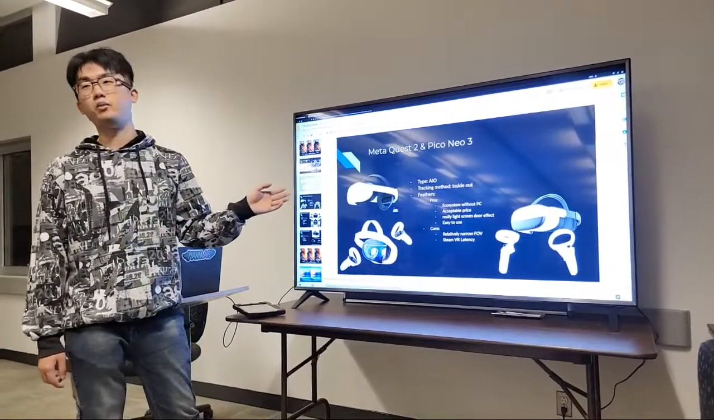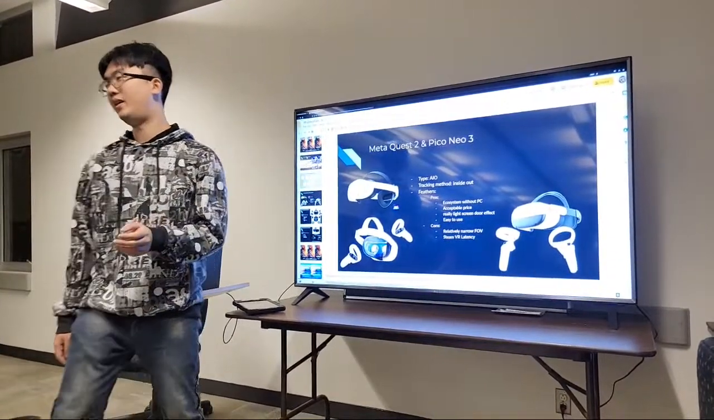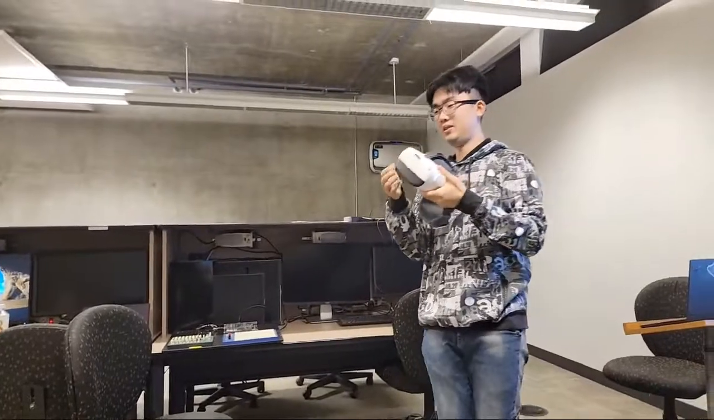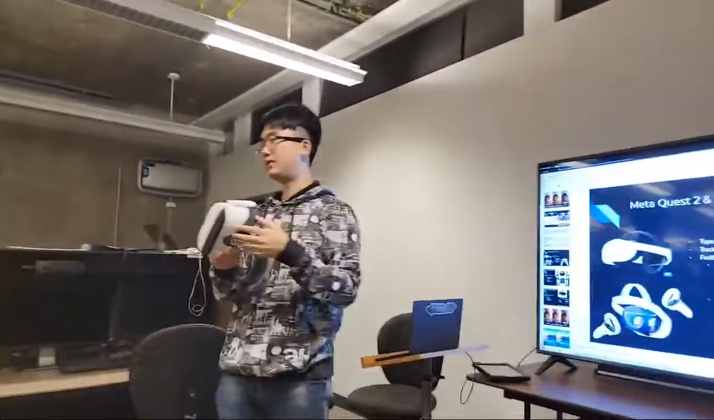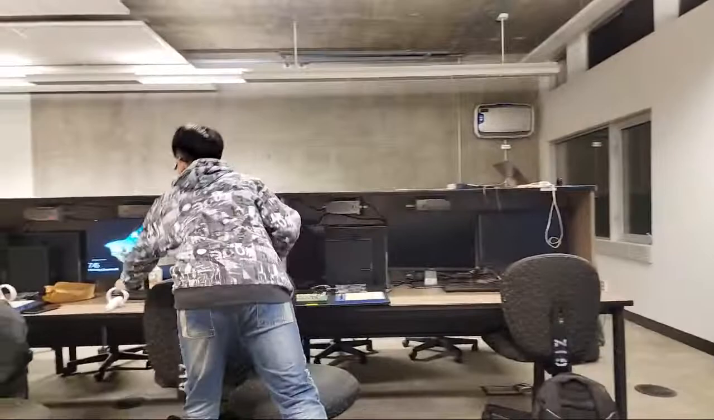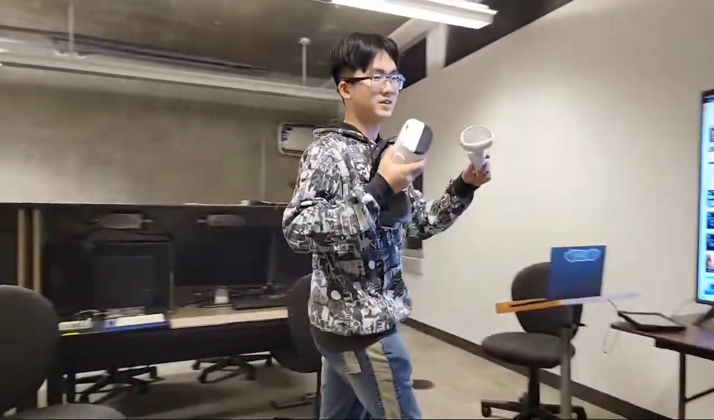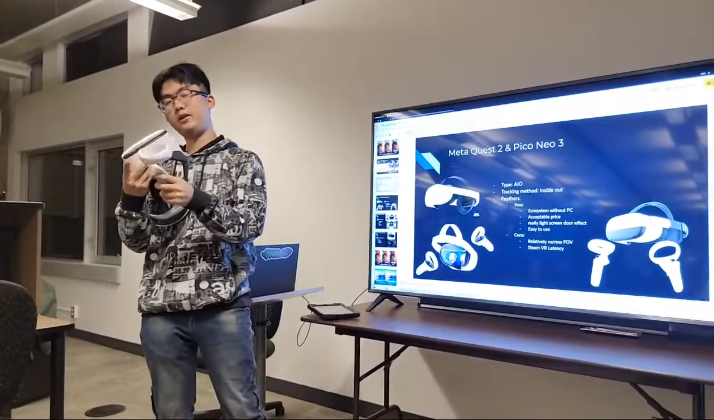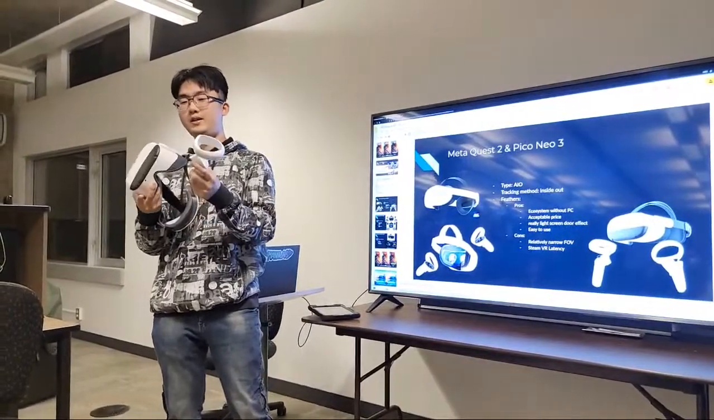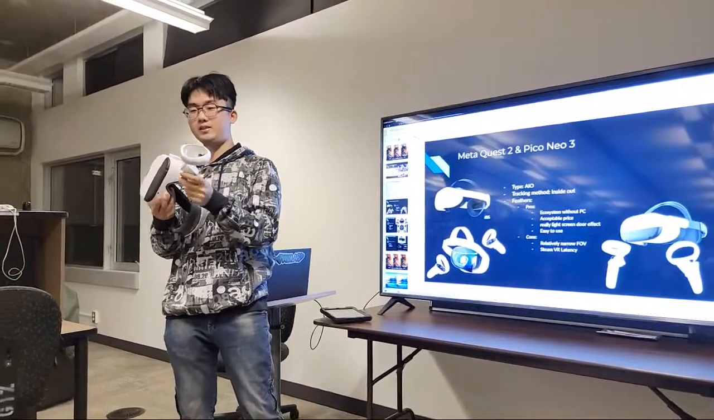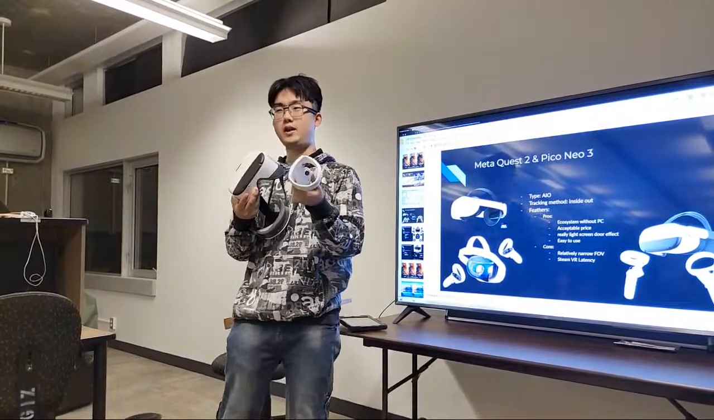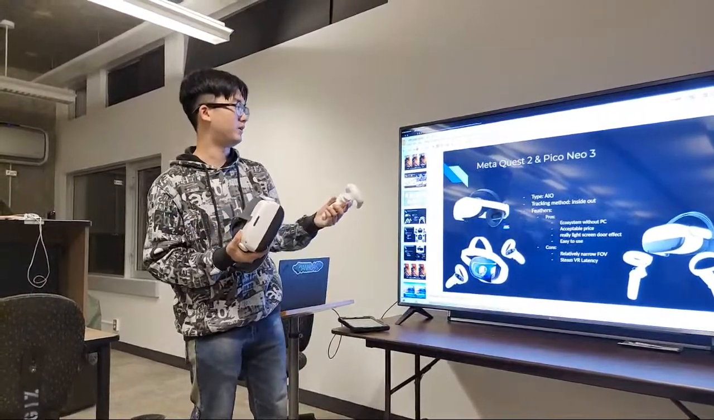So what AIO means is there are 4 cameras on the sides of the headset. The controller has a ring, and this ring will emit infrared light. We cannot see this light, but the camera can see it. So the camera will use the light ring to track the controller.